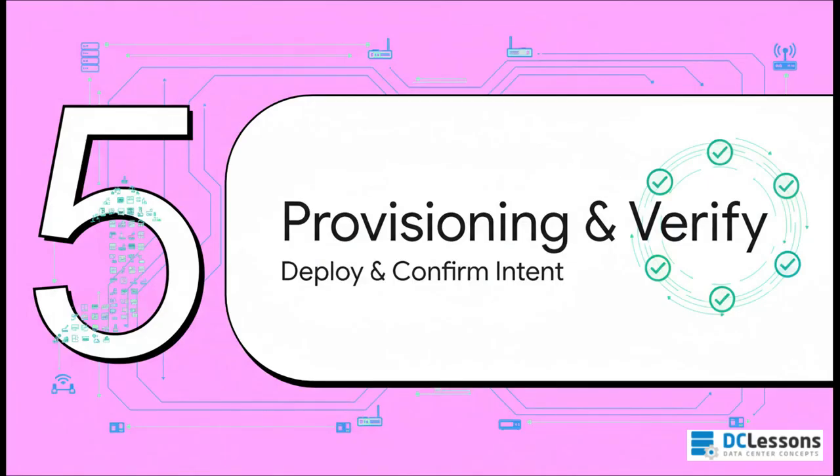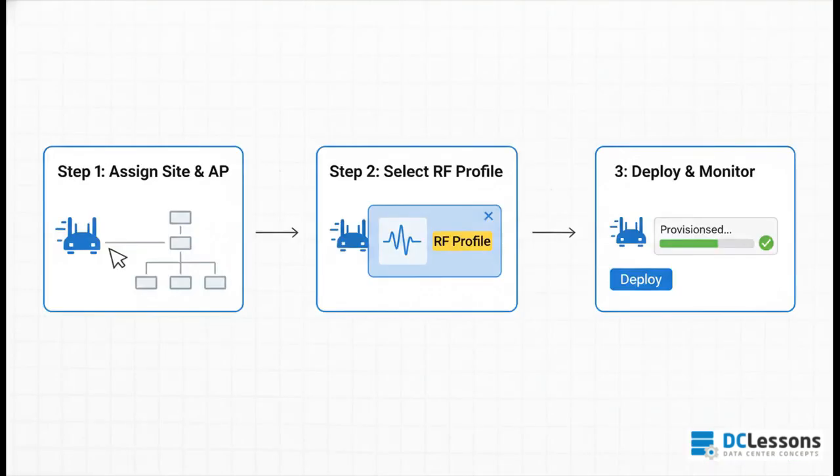Okay, let's bring it home. We're moving into the final phase of our workflow, pushing all this configuration out to the devices and, just as important, verifying that everything is working exactly the way we planned. For an access point, this final step is pretty straightforward. You assign the AP to a site in your hierarchy, and that's the magic step that tells it which WLC to join and which SSIDs to broadcast. Then you pick a predefined RF profile to control how the radios behave, and you hit deploy. The system takes it from there, and you can just watch its status change from planned to fully provisioned.